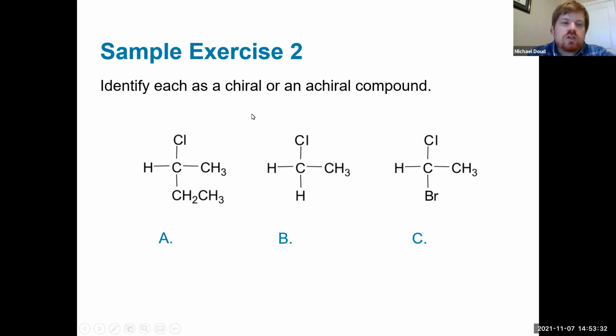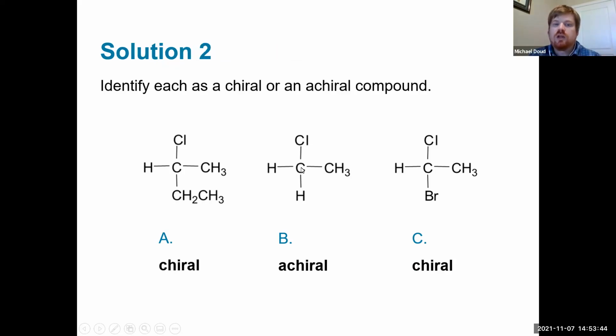Okay, we're back. So for A, we look at our central carbon. It's bonded to hydrogen, 1, chlorine, 2, methyl group, 3, ethyl group, 4. That's 4 different things. That's chiral. How about this one for B? This carbon is bonded to hydrogen, 1, hydrogen, 2, methyl, so that's 2, chlorine, that's 3. So it's only bonded to 3 different things. Therefore, it's an achiral carbon. And then finally, this carbon is bonded to a hydrogen, a chlorine, a bromine, and a methyl group. That's 4 different things. That's a chiral carbon.